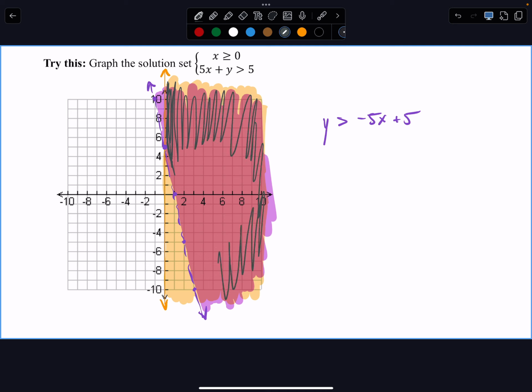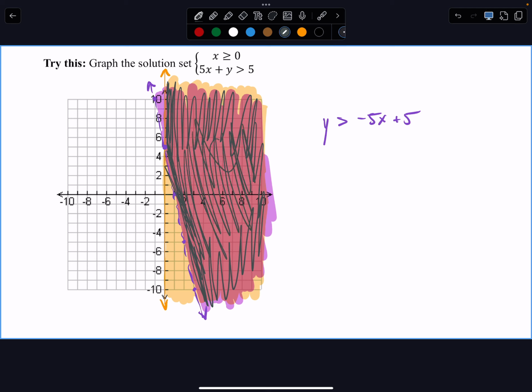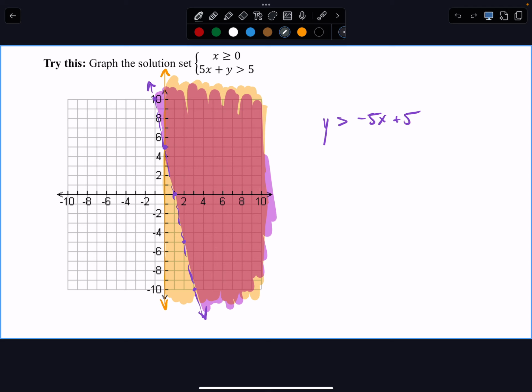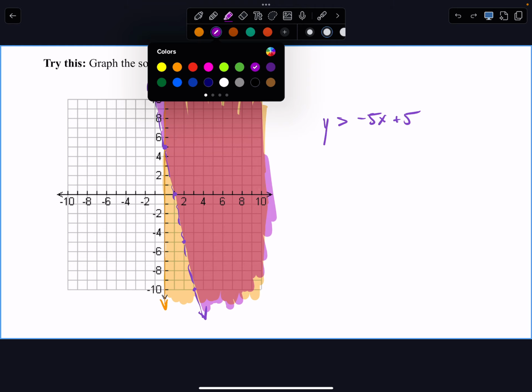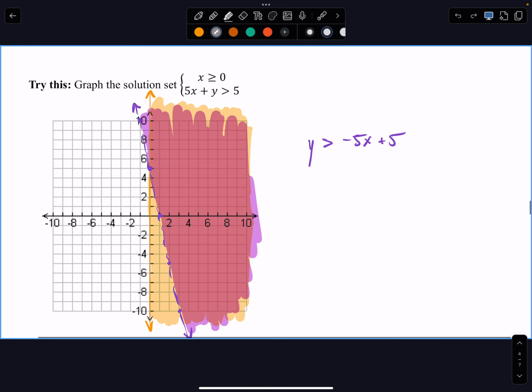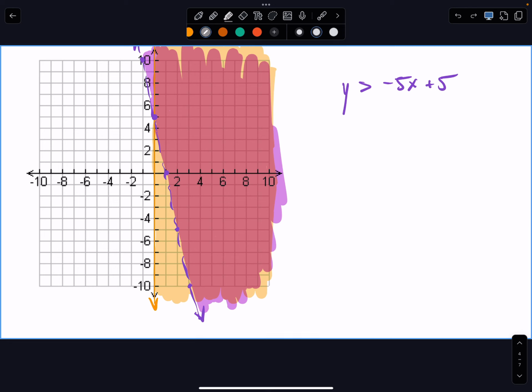Mine's gonna not look so good either. And then in here, that looked ugly. Get rid of it. We can make the shading bigger. There we go. Okay, just make sure whenever you're doing it by hand, lightly shade and then darken with the pencil, so it's clear where the solution set is.